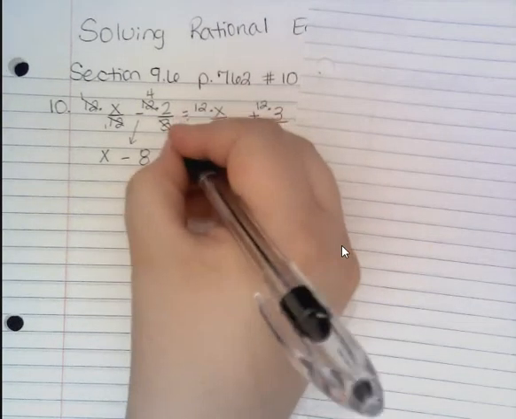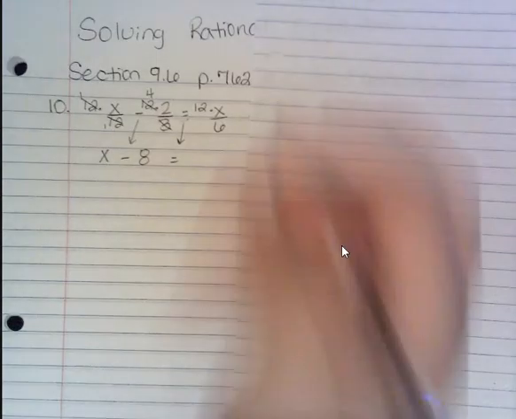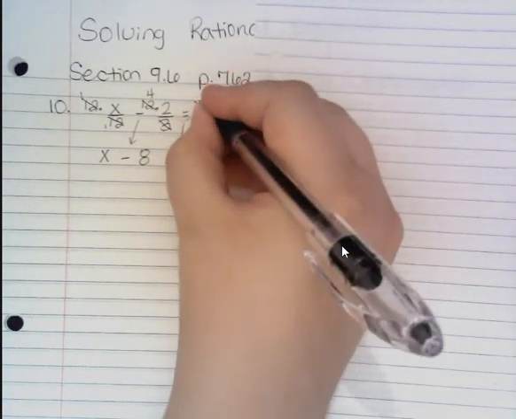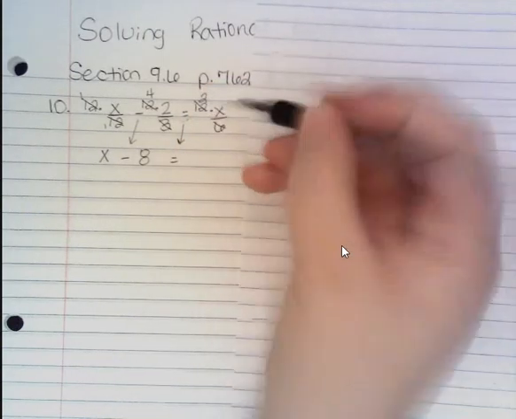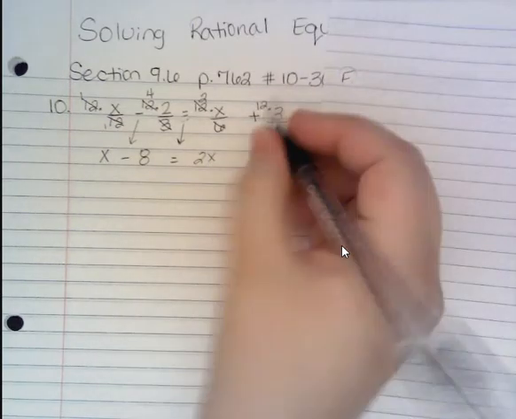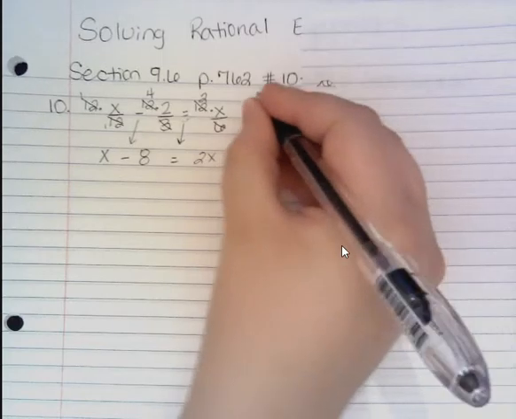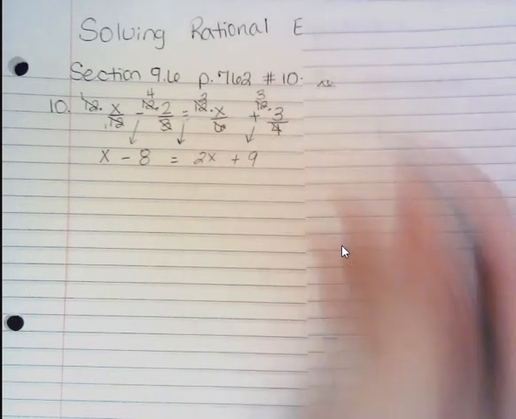Bringing down my equals. So let's say what we had was this. 6 goes into 12 2 times. So 2 times x is 2x. I'm going to bring down that plus sign. 4 goes into 12 3 times. So 3 times 3 is 9.